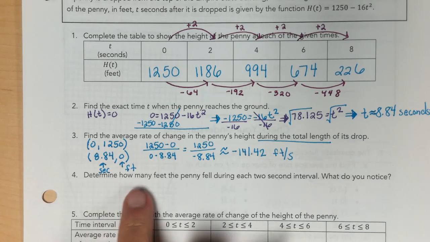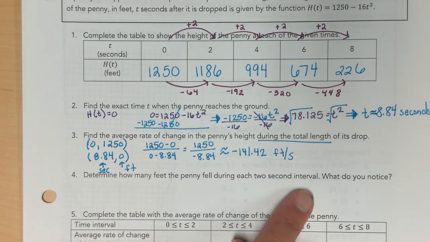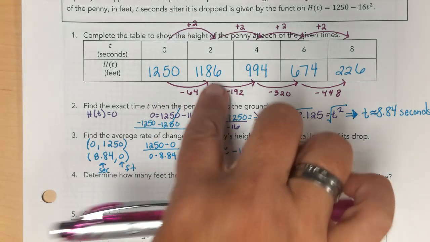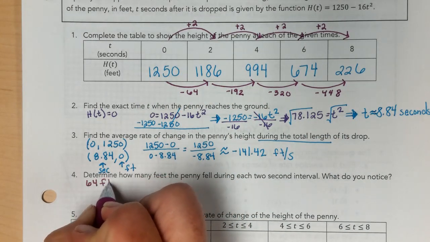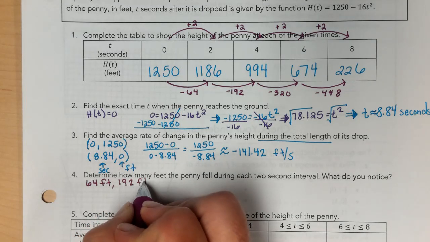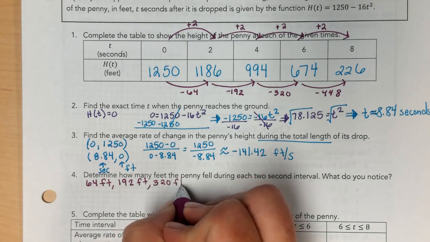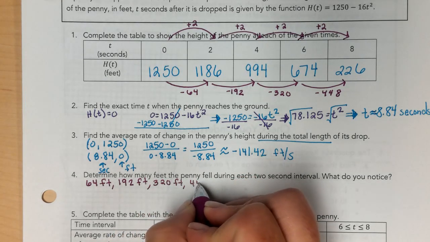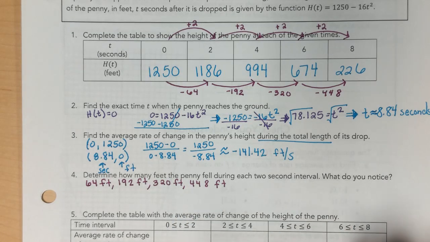So, determine how many feet the penny fell during each 2-second interval. Well, it fell 64 feet. And then it fell 192 feet, right? And then it fell 320 feet. And 448 feet. And it says, what do you notice?